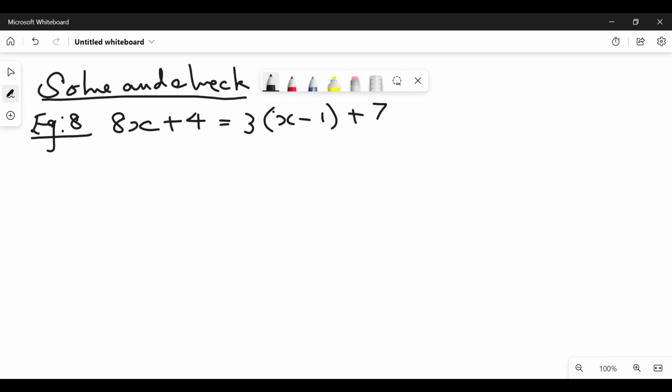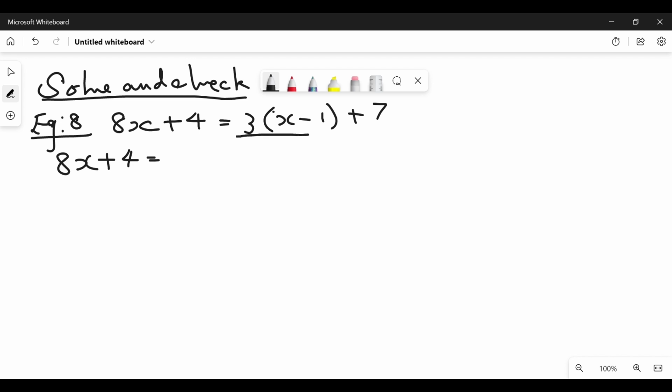Now I am going to call this section solve and check, because I am going to take another example problem based on solving the linear equation and checking the result. So let me take this as example number 8: 8x plus 4 equals 3 times (x minus 1) plus 7. First, I am going to simplify this equation and then do the needful.